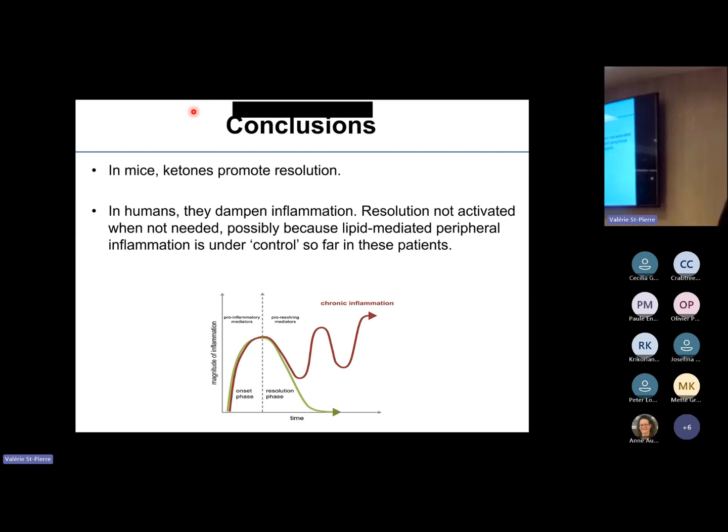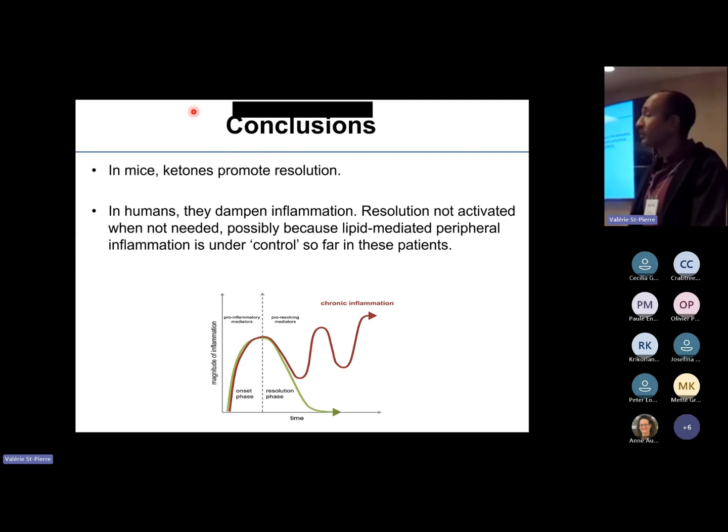So in summary, last slide. In mice, ketones promote resolution of inflammation. In humans, they dampen inflammation. So resolution wasn't really activated because inflammation was dampened in the first place. Possibly because it's under control so far in these patients, although it would be nice to see how they progress over time.